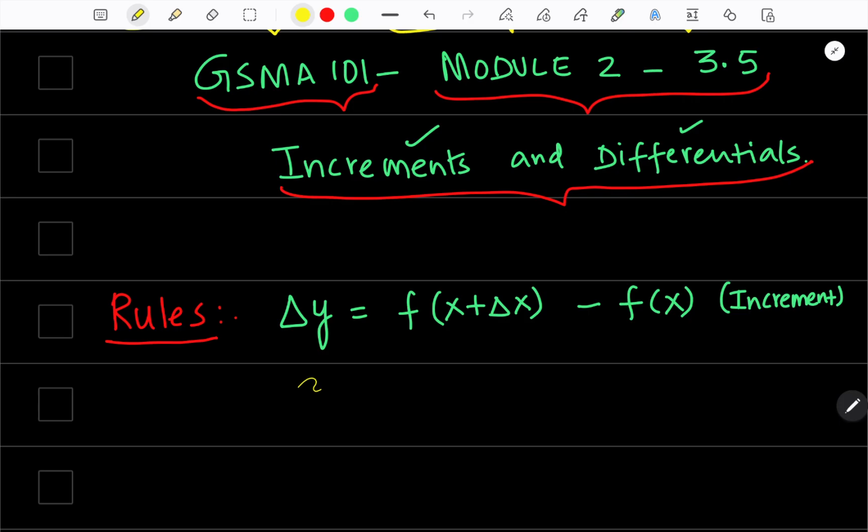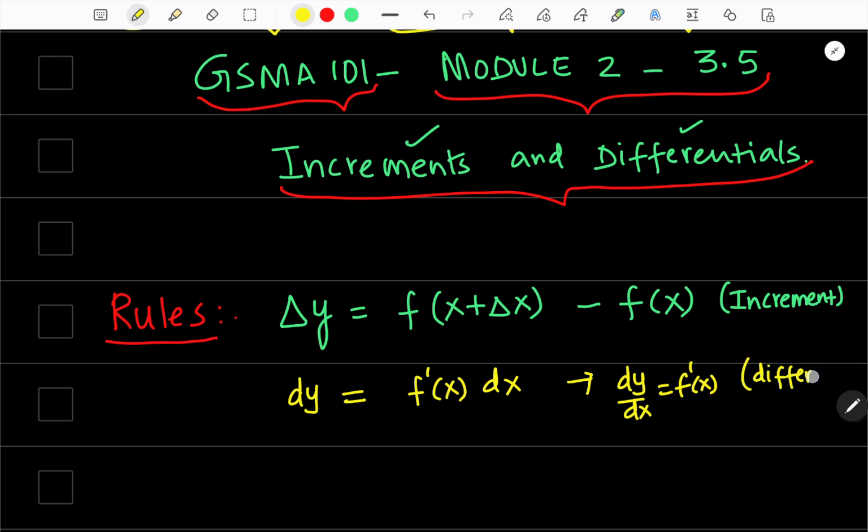differential. Differential means what? We are going to get dy, right? So dy is equal to f dash of x into dx. Actually, this is nothing but dy by dx is equal to f dash of x. Okay, this is nothing but your differential operator, or you can say differential approximation or approximate change.